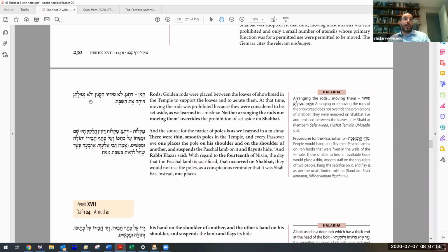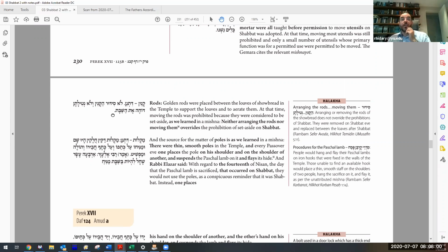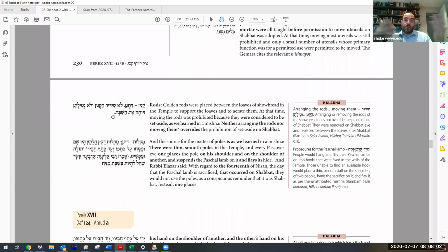HaMikdash. לא סידור הקנין ולא נטילתן דוחה את השבת. So originally the law is that you switch out the lechem every Shabbat, and they would normally be put on these rods. So the original halakha is that you cannot arrange the rods, move them on Shabbat. You got to wait till after. I mean, you just stack them up on each other, and you leave it like that. And after Shabbat, then you bring back the rods and put each loaf on top of the rods.